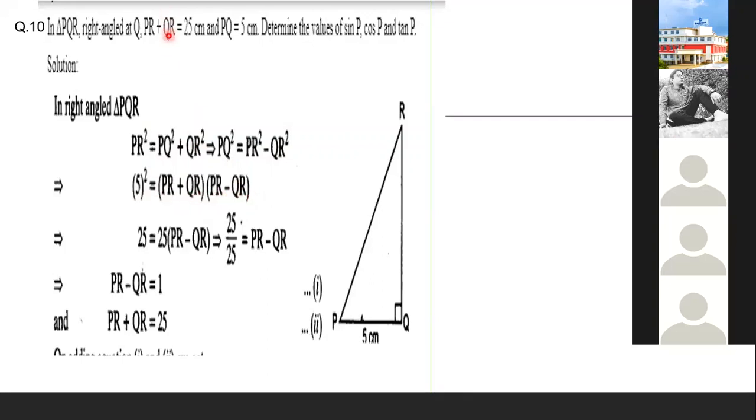So the PR plus QR value they gave, I'll apply that value here, 25. So PR square minus QR square is 25, and I got the value of PR minus QR as 25 by 25, which is 1. Any doubt till here?